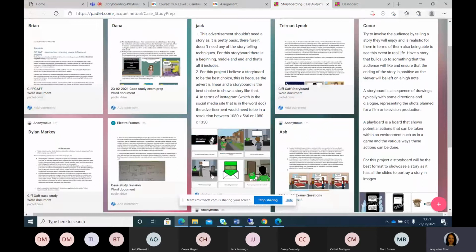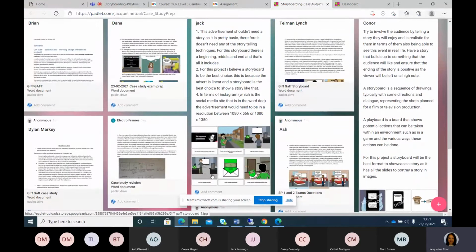And then if we come to the next question, so what do you think, storyboard or playboard, which do you think is the most appropriate for this kind of method of digital creation for the advert? So put it this way: would you use a storyboard to document it, or a playboard?